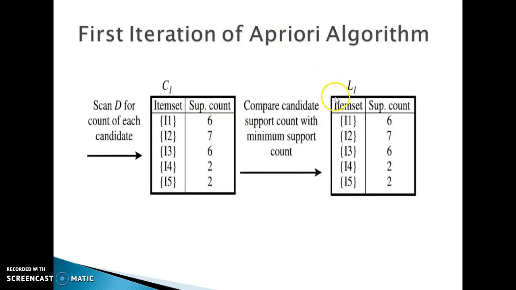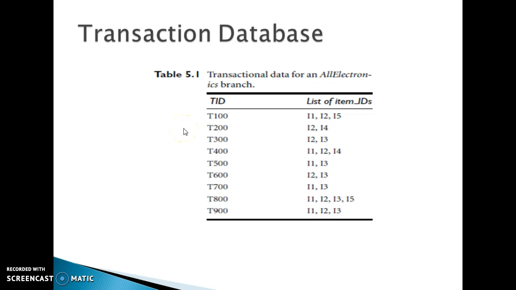In the first iteration of the Apriori algorithm, we make a scan. We have to form the one item sets, the candidate one item sets. The total number of items present in the given database are I1, I2, I3, I4, I5, so it's in the range of I1 to I5.